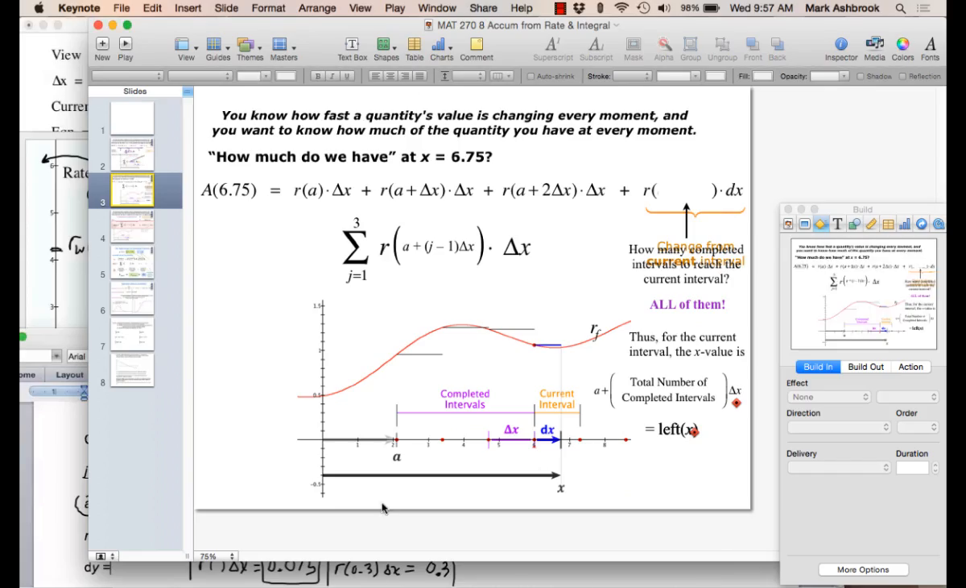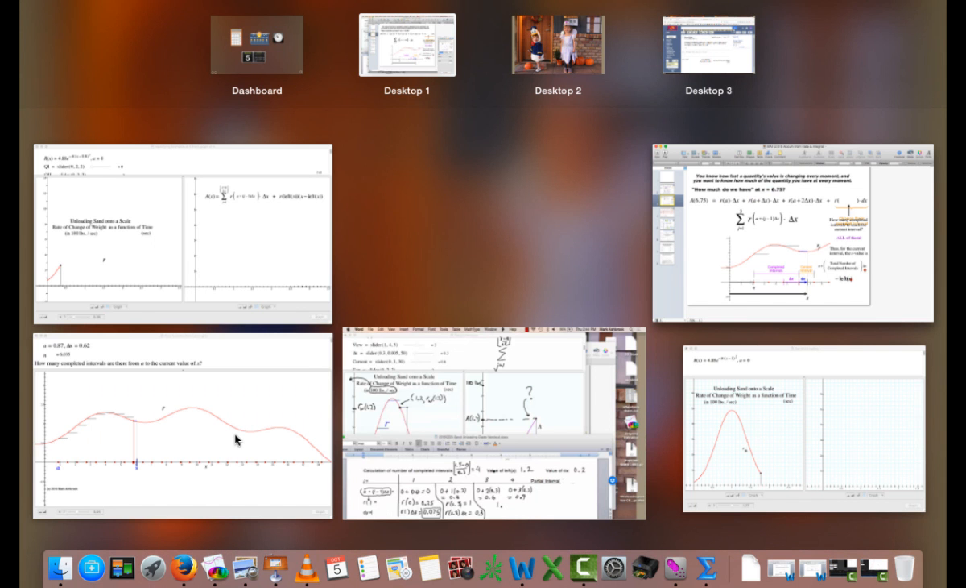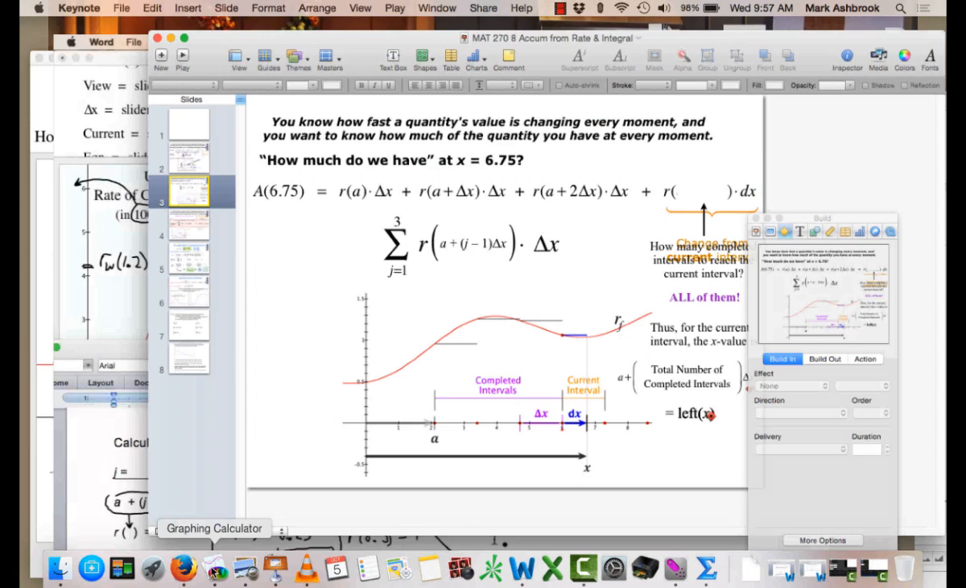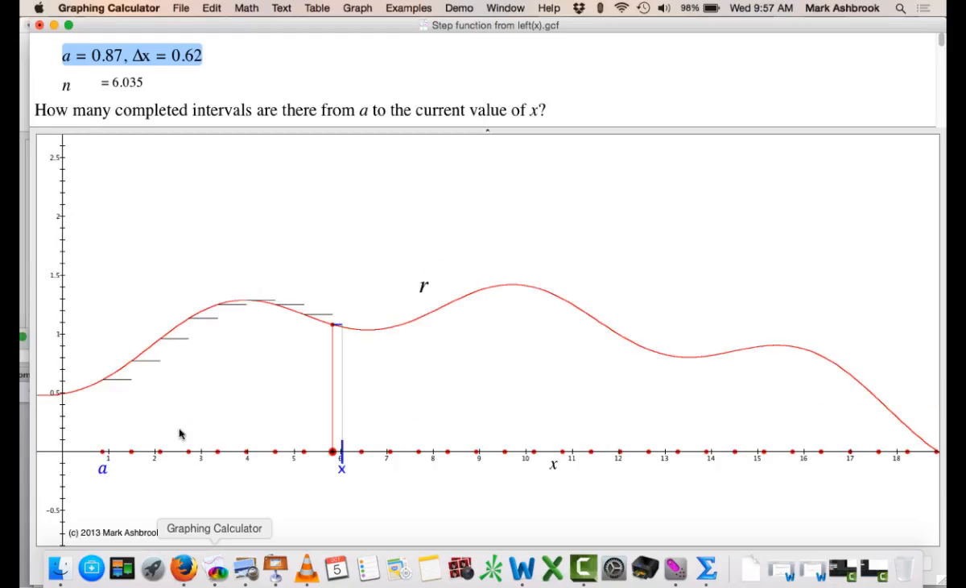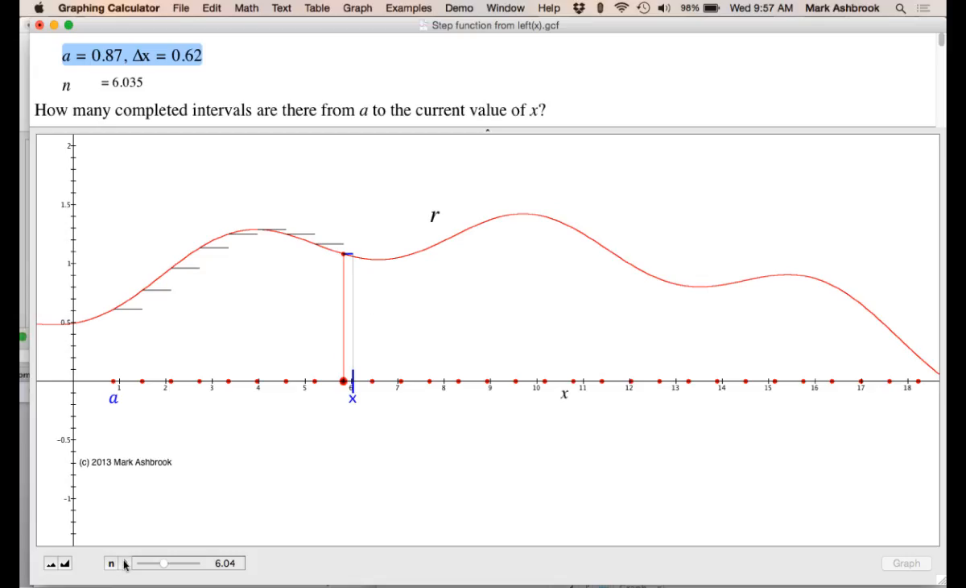So I've got a GC file here, maybe. There we go. All right. So here is, I've got a starting value of accumulation A, okay? And I'm showing the current value of x here with this blue bar and the x. Okay, and x is increasing through our delta x intervals, which I have set at 0.62. And the starting value of A is 0.87.